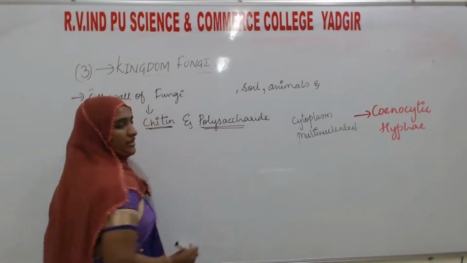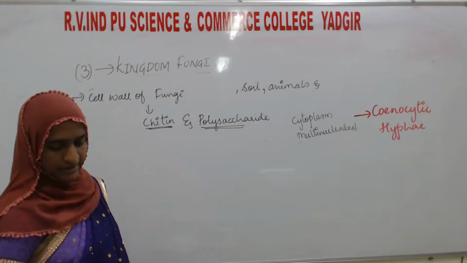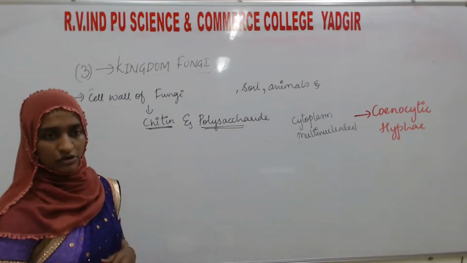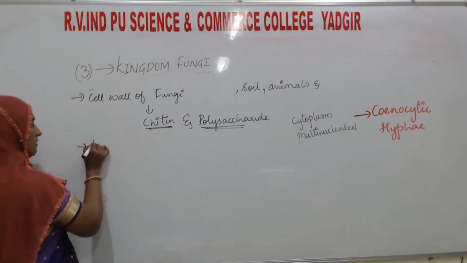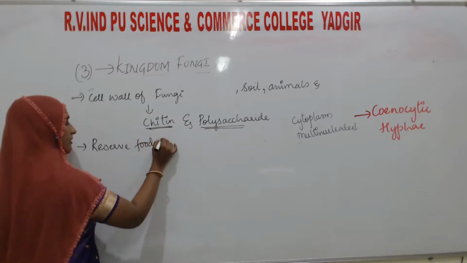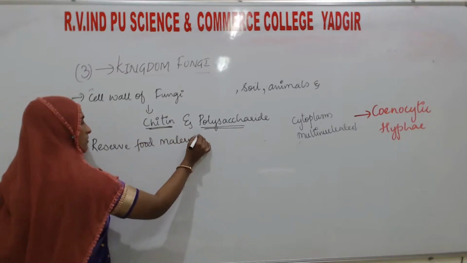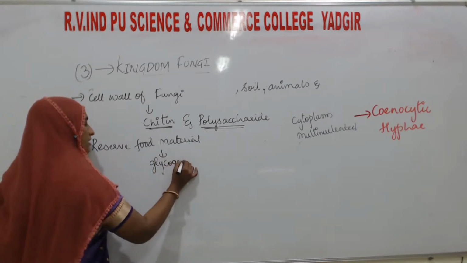Chitin and polysaccharide. Then the reserve food material in fungi, what food they are going to reserve, means that it is glycogen and oil. Reserve food material in fungi, what is it? Glycogen and oil.